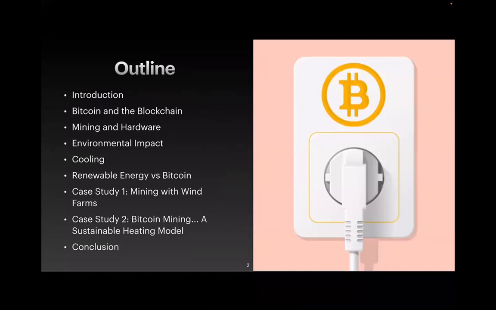Okay, so starting with the outline. We'll start off with an introduction on the subject. We'll then try to define Bitcoin and blockchain in a clear way. We'll then look at the different types of mining and different types of hardware which is used in the mining process. We'll then take a look at data on the environmental impact of Bitcoin mining. We'll also go more in detail into what types of cooling are used in Bitcoin mining facilities. And finally, we'll see what role renewable energy plays in Bitcoin mining. And finally, we'll take a look at two different case studies. The first one being mining with wind farm, and the second one being Bitcoin mining, a sustainable heating model.